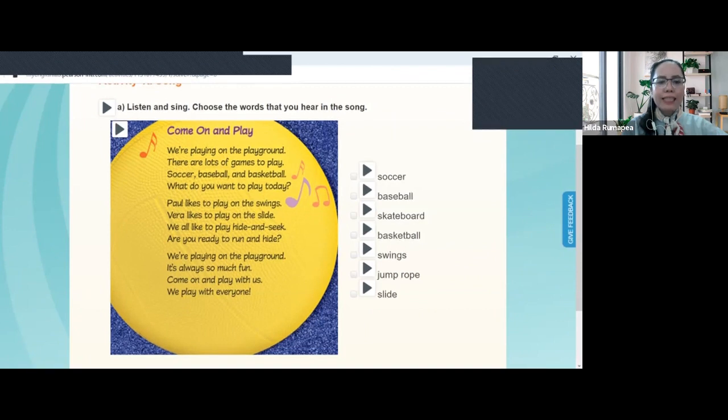the lyric. Jadi kalau di buku workbookmu ada tersedia beberapa gambar yang kamu harus pasangkan dengan kata-kata atau kegiatan di dalam lirik lagu, tetapi yang di layar ini berbeda ya. Tetapi kamu harus mengikuti apa yang diperintahkan oleh workbook. Now first, let's sing the song.